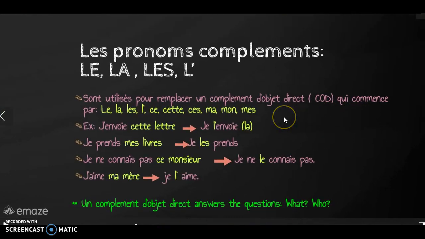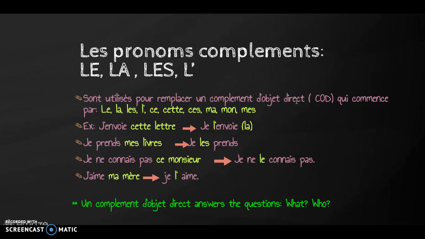Okay, now we're going to talk about les pronoms compléments. Now these pronouns here, le is for masculin, la is for féminin, les is for pluriel, and then an apostrophe is used whenever there's a vowel. A noun starts with vowel. Alors these pronouns here are used to replace a direct object. Un complément d'objet direct, COD right here stands for complément d'objet direct.